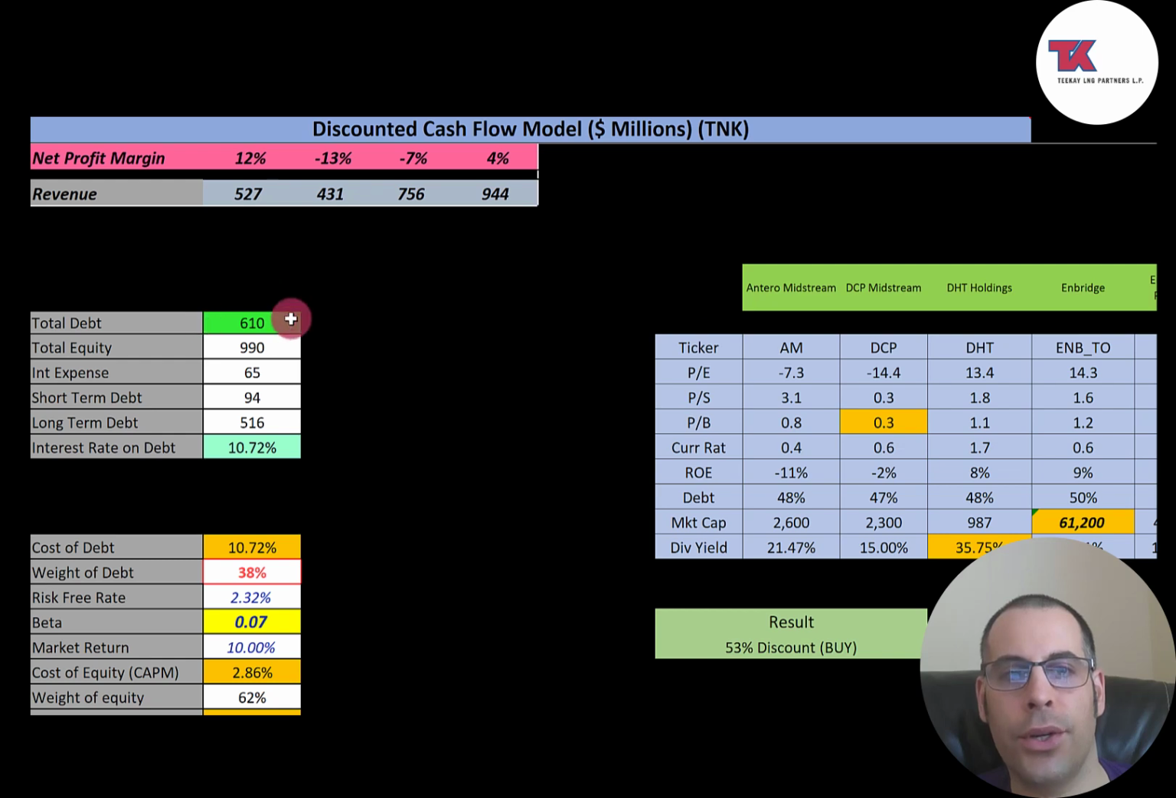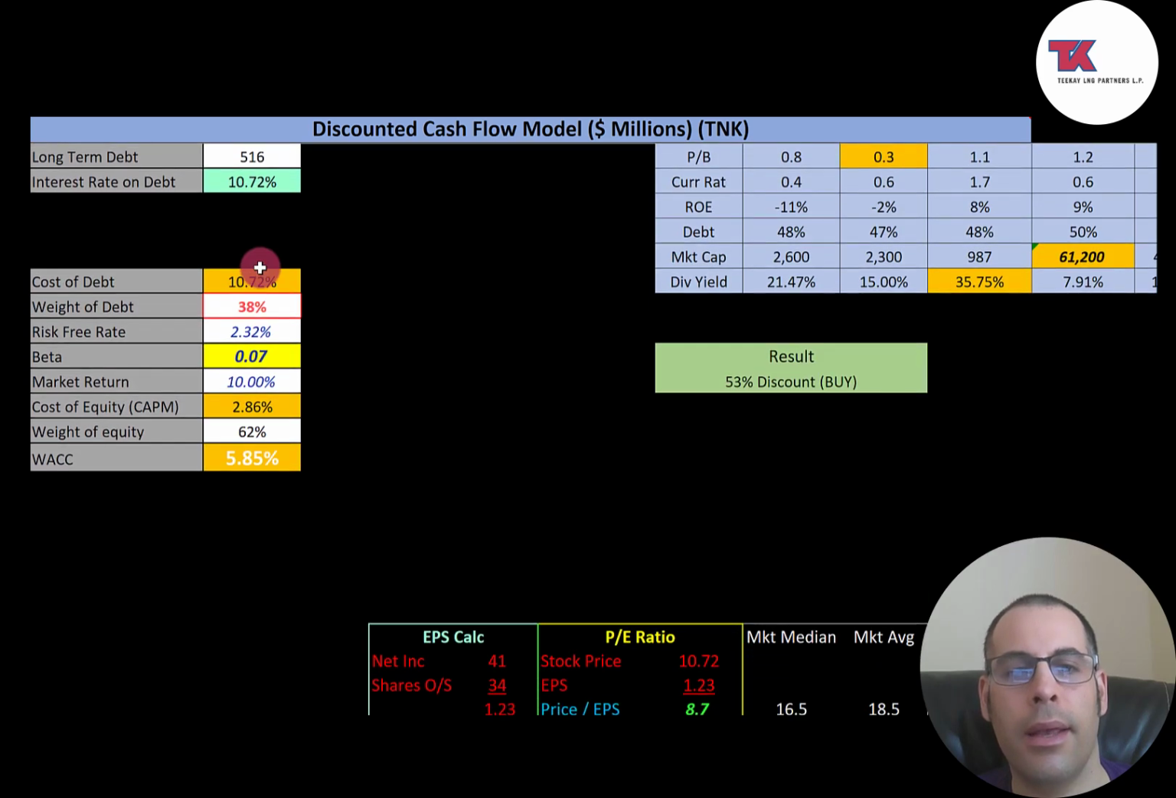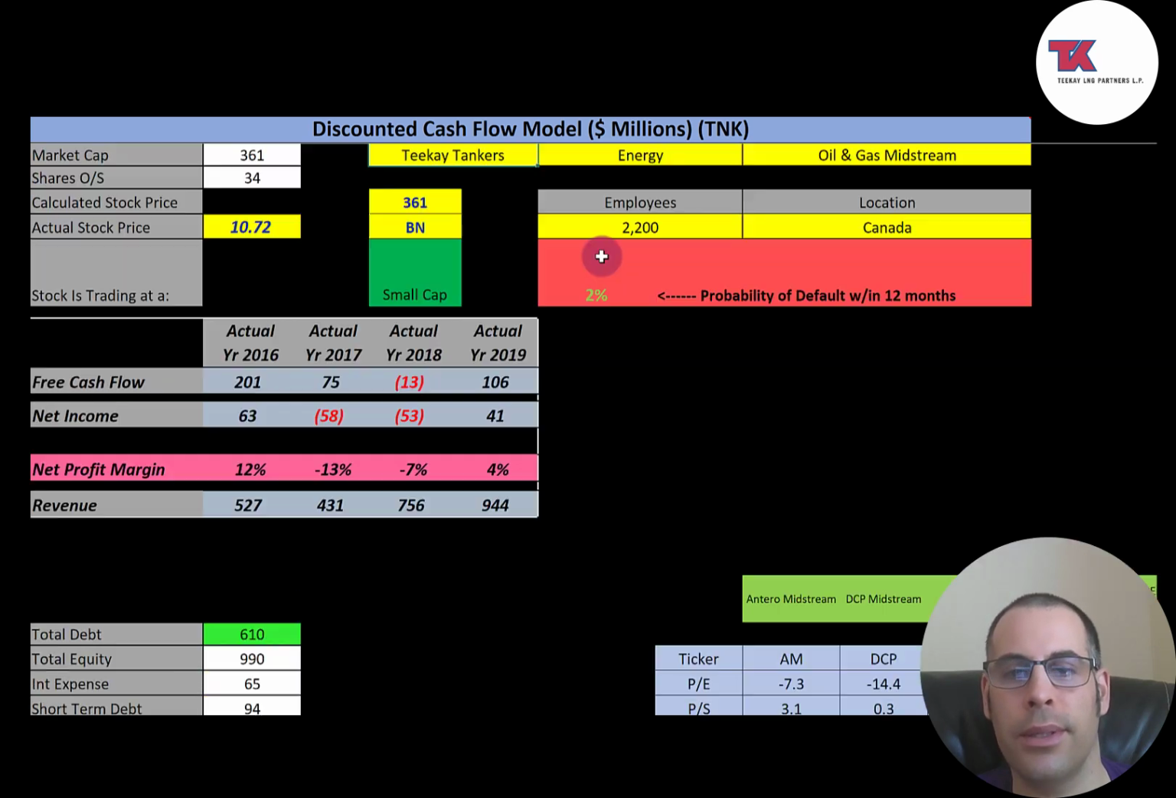Their debt is 610 million. They pay 10.7% interest on their debt. That's the cost of debt. Their capital structure is 38% debt, which means they're 62% equity. Cost of equity is only 2.86% because their beta is really low, 0.07, so the stock hardly moves relative to the market. Their WACC is 5.85%, which is a blend of the cost of debt and cost of equity, and that's a discount rate we're going to apply to the future cash flows.